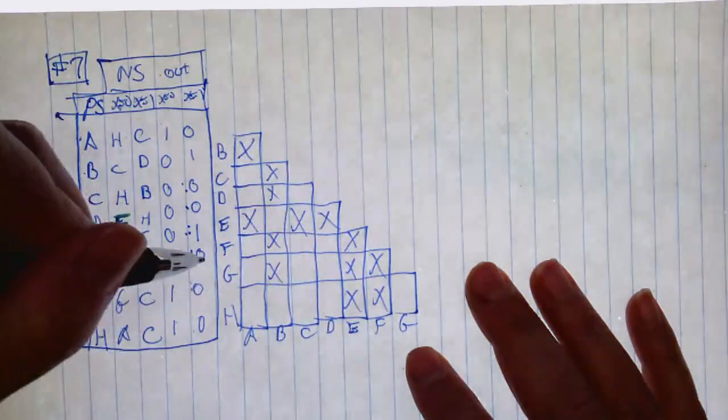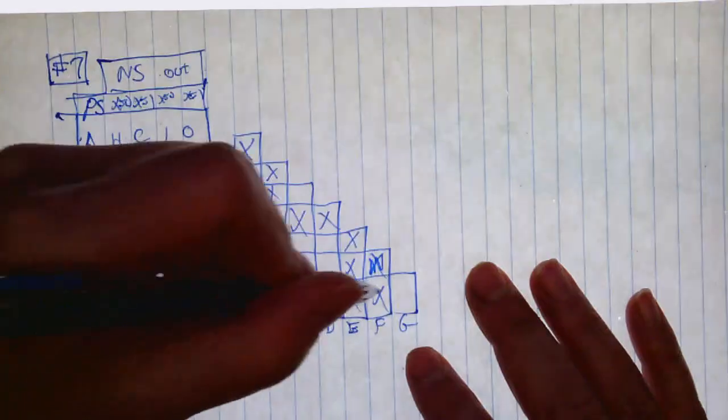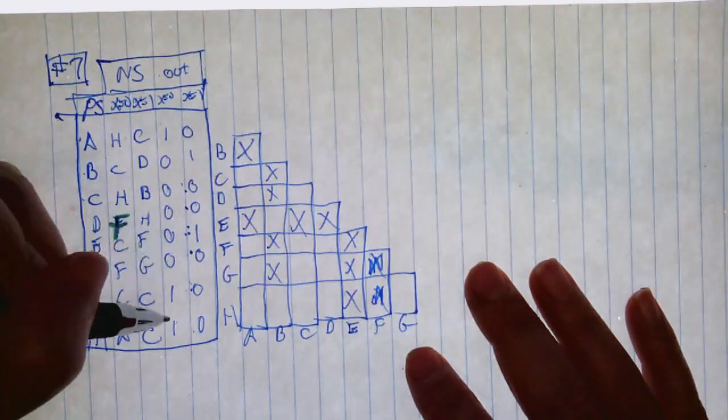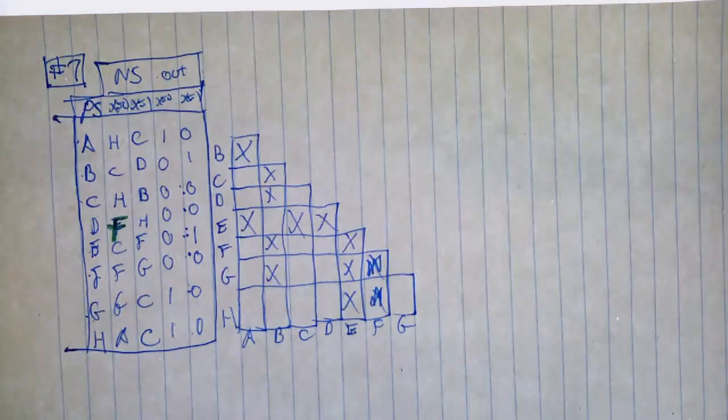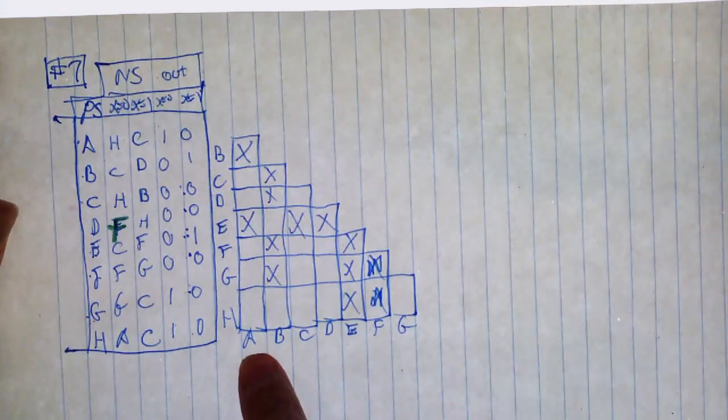And G is... oh, no, maybe it's not. F is not different from G and H. All right, because it's 0 on outputs. We don't know about that. So that's what I have so far. 4 minutes to go. I don't think I can finish.